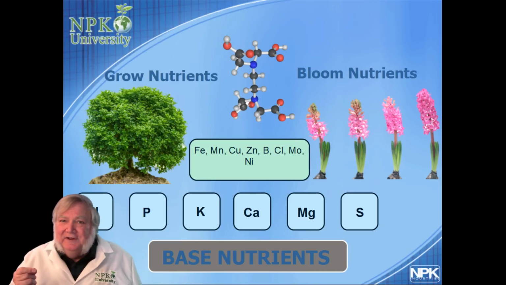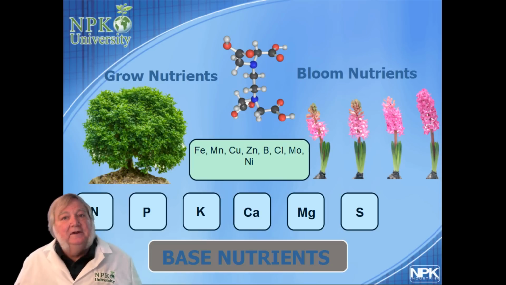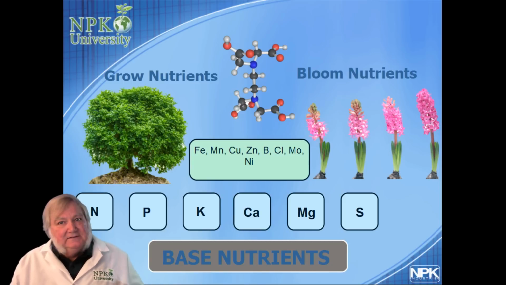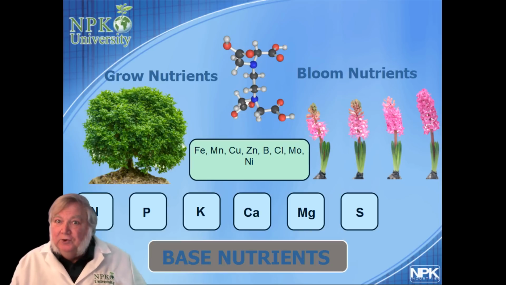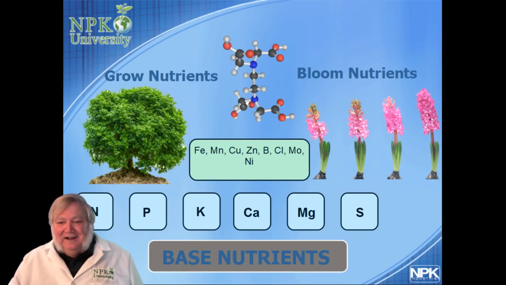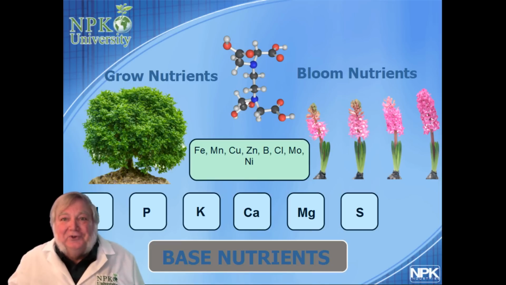So even though it's a trace mineral, even though it's only used in a fraction of a part per million, it's still an essential element. And without it, the plant won't be able to not only reach its genetic potential, but it won't even be able to live and reproduce. Nickel, that's another trace element that activates an enzyme that makes urea available to the plant, again used in small amounts. In fact, when I started out in hydroponics, nickel wasn't even considered an essential element.